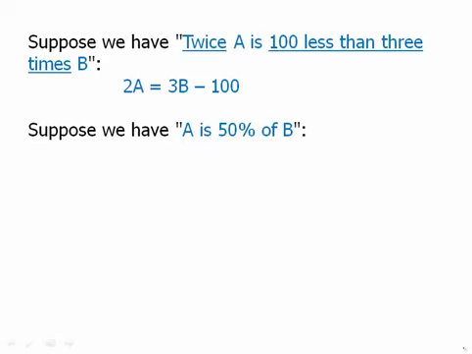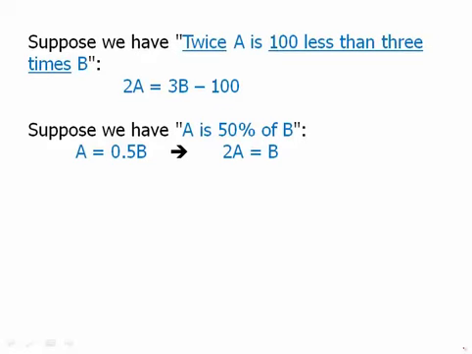Suppose we have A is 50% of B. So A is, A equals, 50% of B. Well, as if we're finding a percent of something, we simply change that percent to a decimal and multiply. So that would be 0.5 times B. And notice that whole equation, A equals 0.5 times B, or A equals 1/2 B, we could just multiply both sides by 2. 2A equals B, and that would be the same information, but without any fractions or decimals.